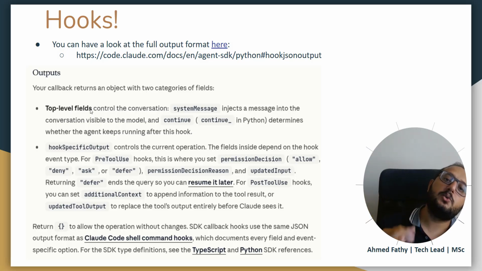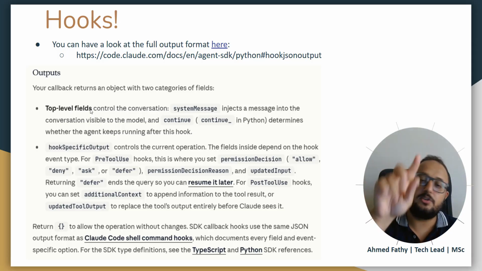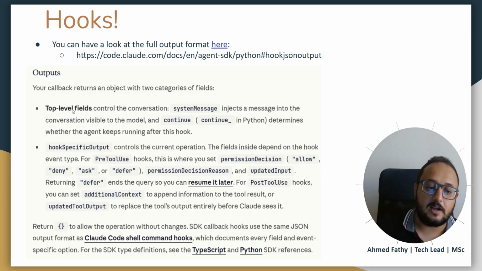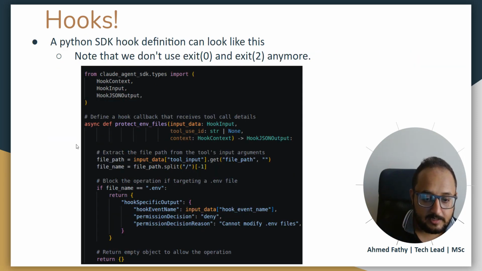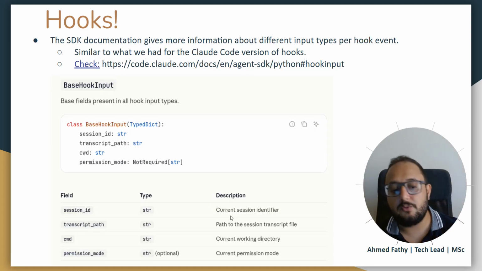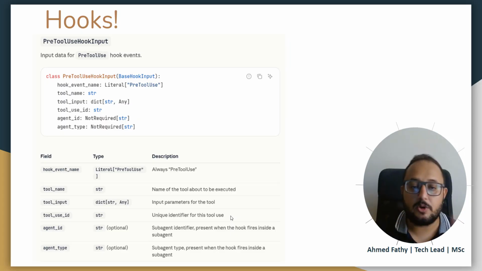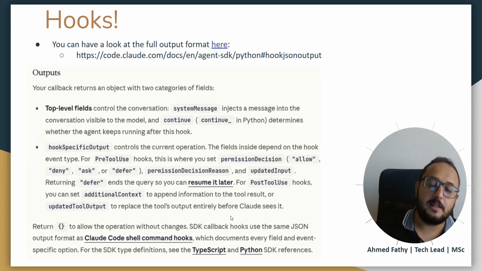For outputs, this is what you return from your callback function. You return some sort of a JSON. You can have some top level fields like system message and continue, but you can also return this hook specific output like what we did here. So here you return hook specific output, and then again you can return some specific parameters like permission decision, deny or allow, and so on. Again, for the details, you need to check the documentation because it is really different for every hook.